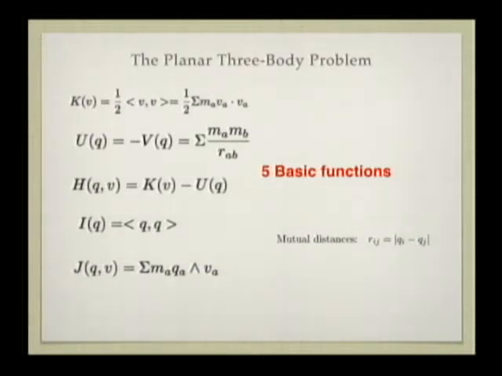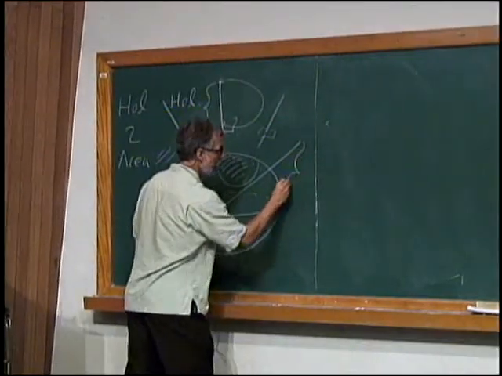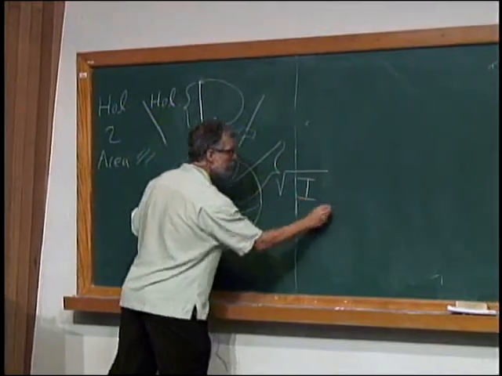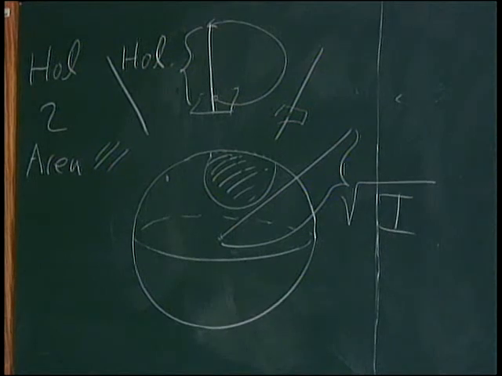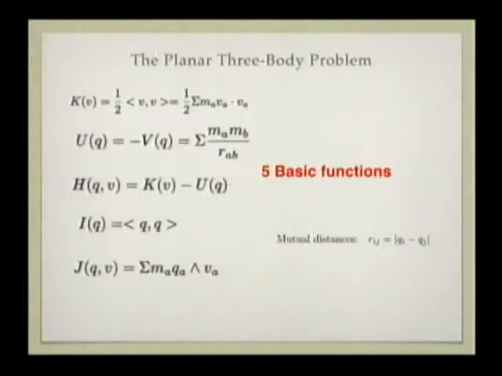There's another quantity that some of you are less familiar with, the total moment of inertia. Let me draw it on the picture of the sphere. Remember, the quotient space is R3. That's the space of oriented congruence classes of triangles. How big a triangle is, is measured by the square root of the moment of inertia. That's like the radius. And there's the angular momentum. I wrote a wedge instead of a cross because I'm in two dimensions. So it's a scalar quantity. So those are the basic functions.